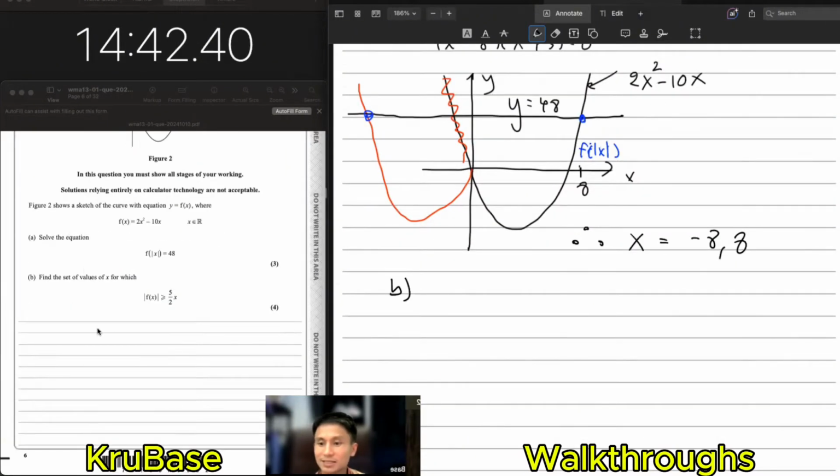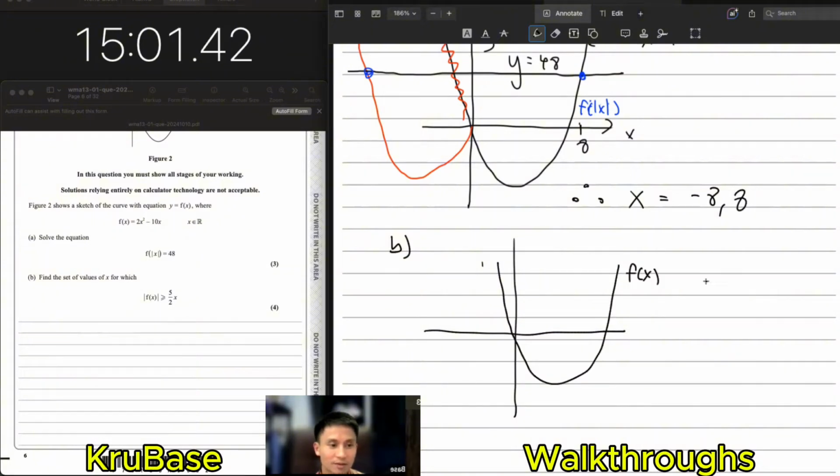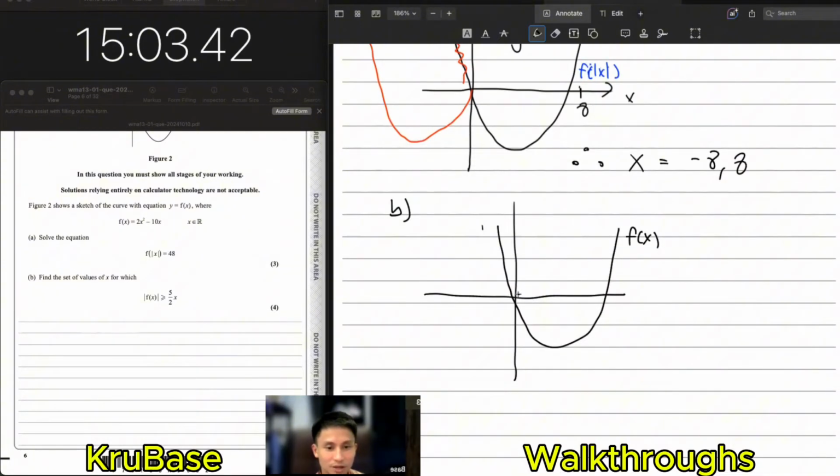Okay, B, find the set of values of x for which it satisfies that inequality. So instead, now this time we have a modulus outside everything. And you should know that when we have a graph, a quadratic curve like this, and that's f(x) again, we have to flip this part up. Whatever part is below the x-axis will be flipped up, right? So I'm going to delete that out. Okay. And then that is the modulus of f(x) outside everything.